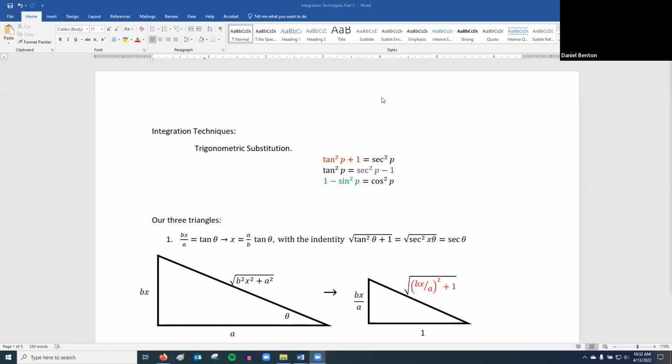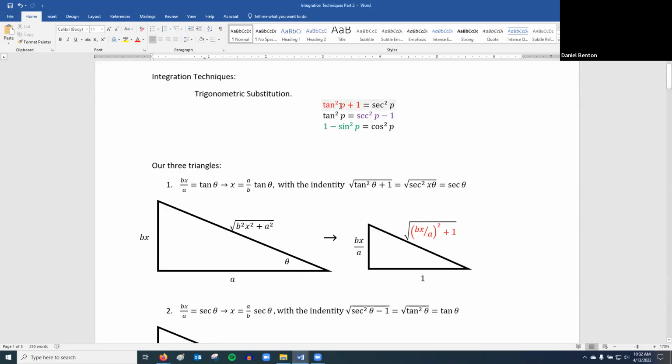Okay, so we are going to be looking at trigonometric substitution. First, let's begin with our identities, right? Tan squared plus 1 equals secant squared. Secant squared minus 1 equals tan squared. And 1 minus sine squared equals cosine squared.